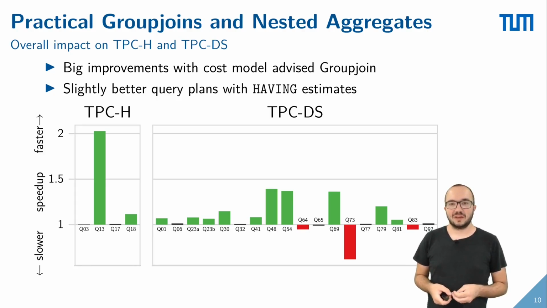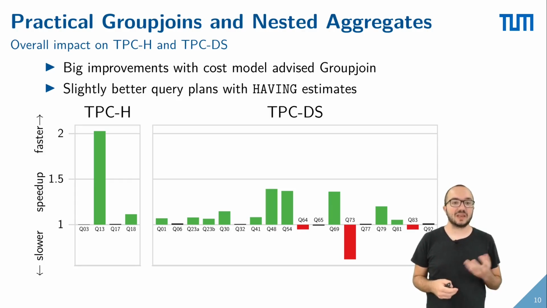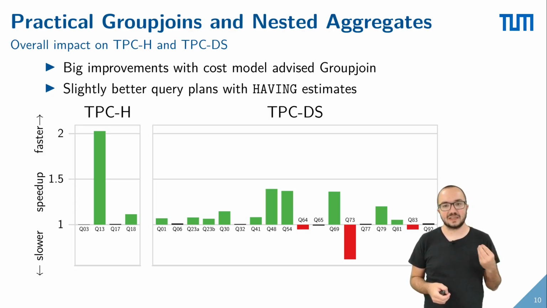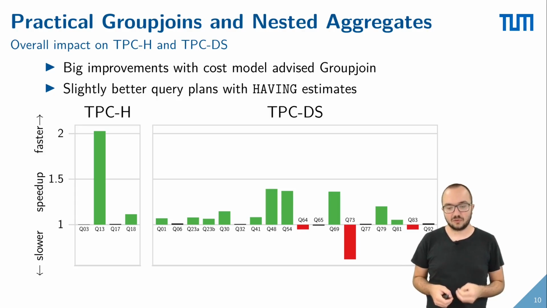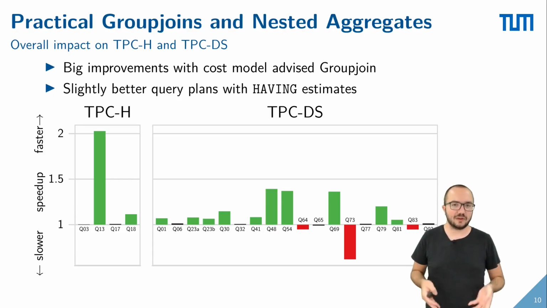So to summarize, the overall impact of our group joins and nested aggregates can be very big when we correctly advise a good group join. For example, we see here in TPC-H query 13 that we have a big impact because we advised a good group join and a good group join implementation that speeds up the whole query.